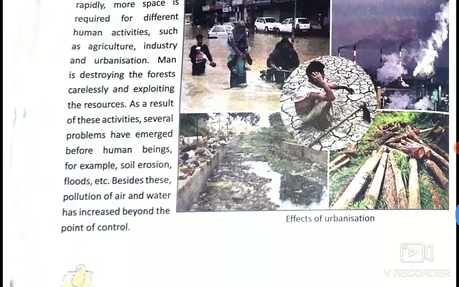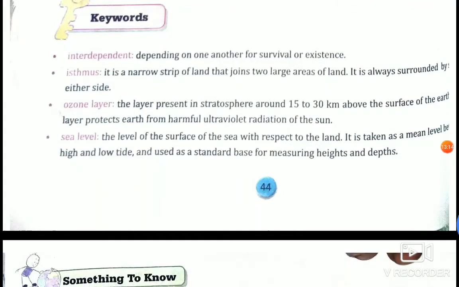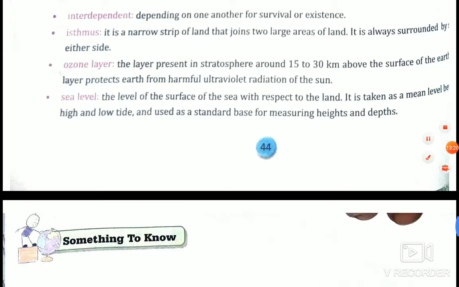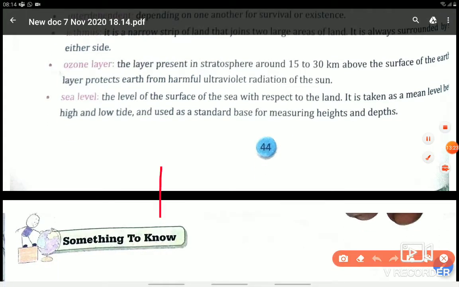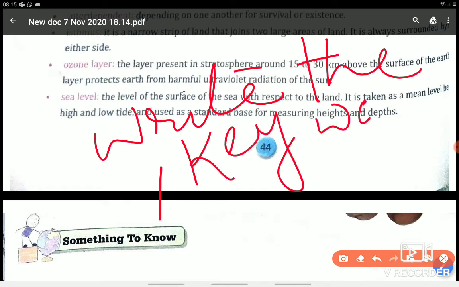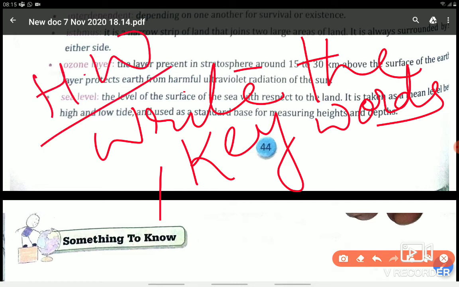So children, please go through the video, and this is the homework for you, that you will write the keywords. So what is your homework? You will write the keywords in your geography copy and submit your homework in the WhatsApp group.